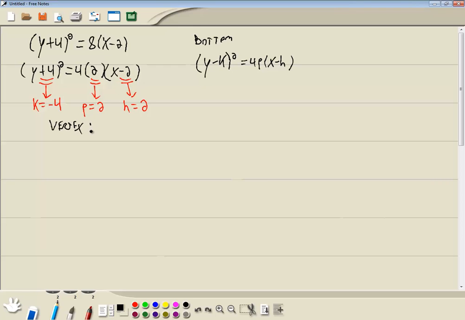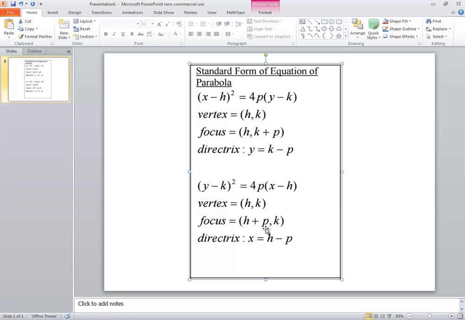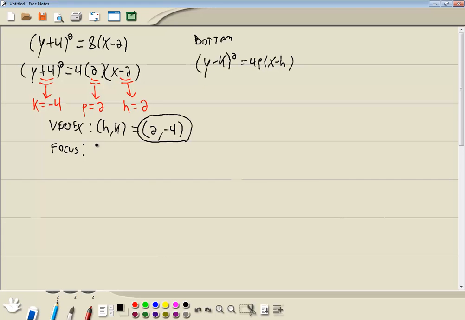Now our vertex is (h, k). Well, h was 2, k is negative 4. So that'd be our answer. Now our focus, working with the bottom formulas, is (h + p, k). So h plus p comma k. h was 2 plus p, which is 2, comma k, which is negative 4. So that'll be (4, −4).